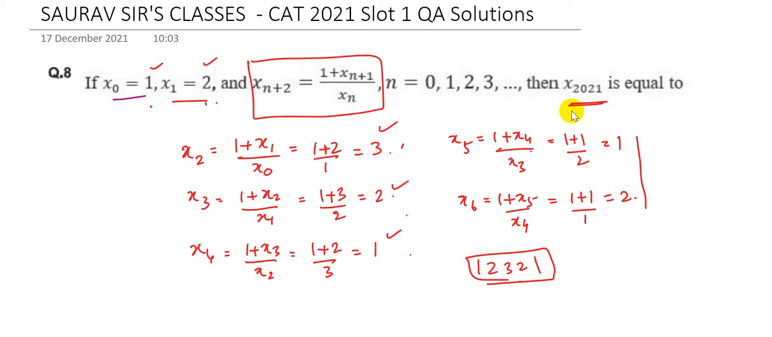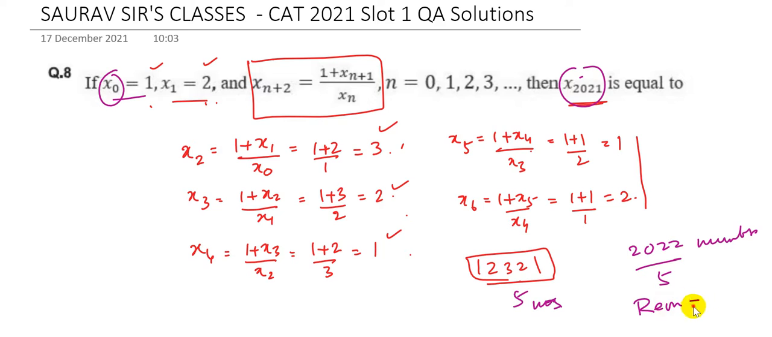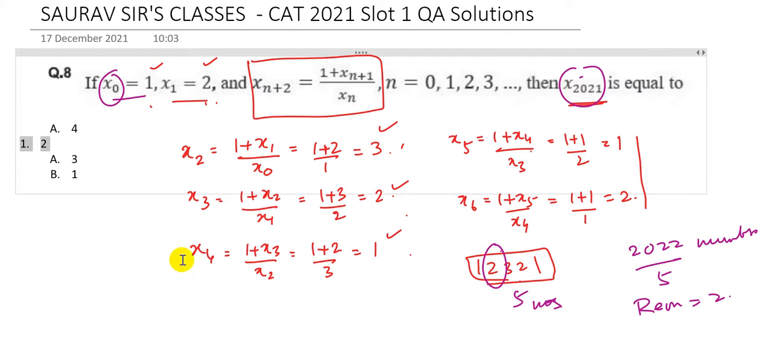So that means we have to see that x2021 comes in which point of this cycle. This is a cycle which is getting repeated after every 5 numbers. So starting from x0 to x2021, there are 2022 numbers. If I divide this by 5, the remainder will be 2. So it will take the second value of this sequence, which is 2. So the answer to this one would be 2.